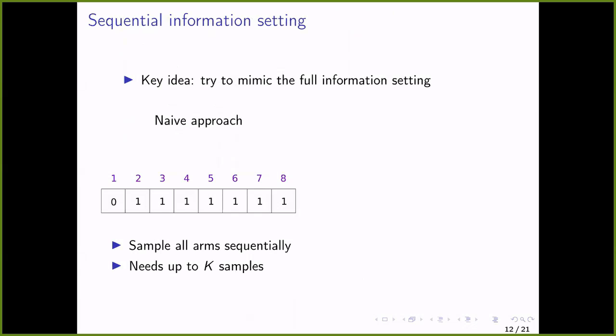We now move to the sequential feedback setting where only the rewards of the sampled arms are revealed. The key idea behind our algorithm for this setting is to mimic our algorithm for the full information setting. Thus, we infer the rewards of all arms in each round. The naive approach is to sample all the k arms sequentially to infer the full reward vector.